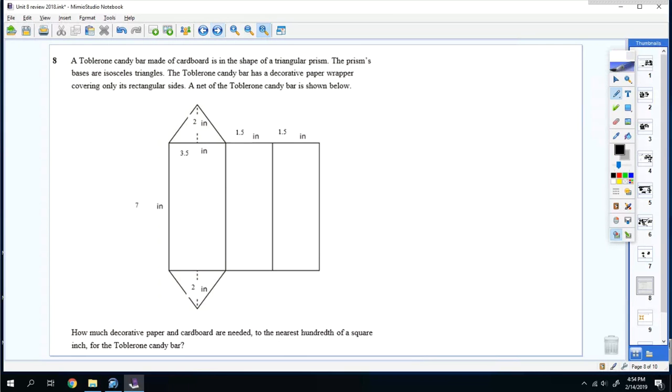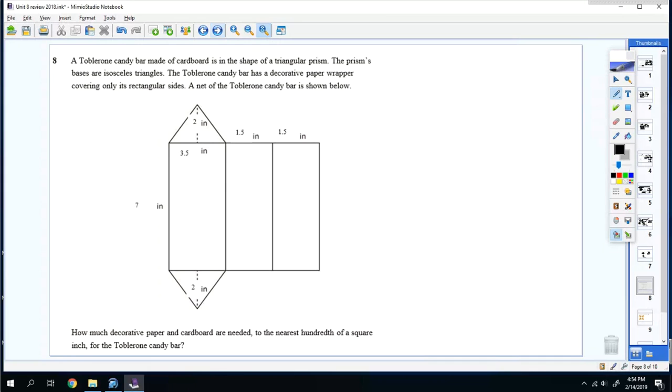A Toblerone candy bar made of cardboard is in the shape of a triangular prism. The prism bases are isosceles triangles. The Toblerone candy bar has a decorative paper wrapper covering only its rectangular sides, and a net of the Toblerone candy bar is shown below. How much decorative paper and cardboard are needed to the nearest hundredth of a square inch for the candy bar?